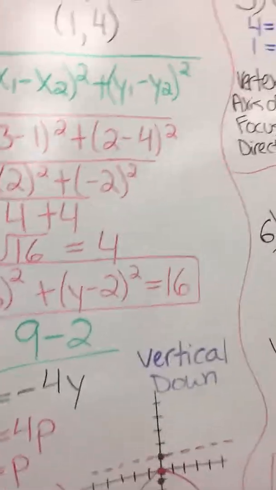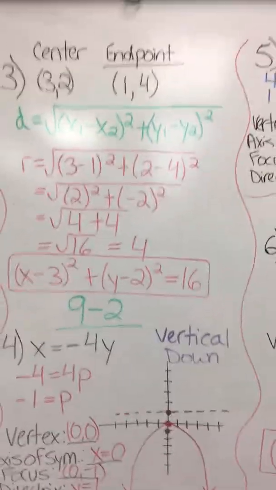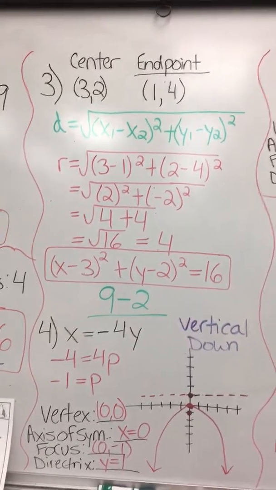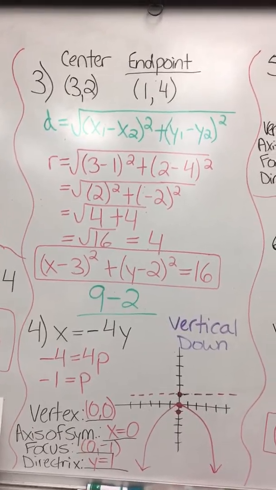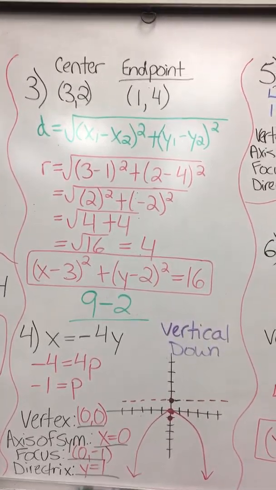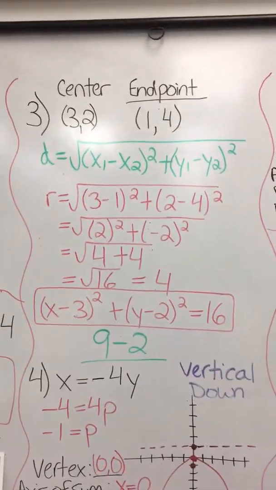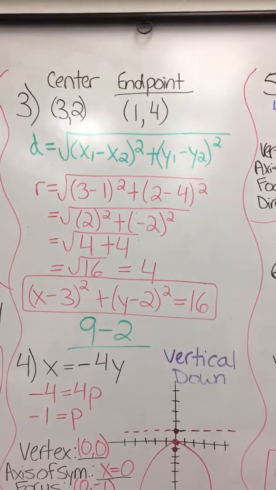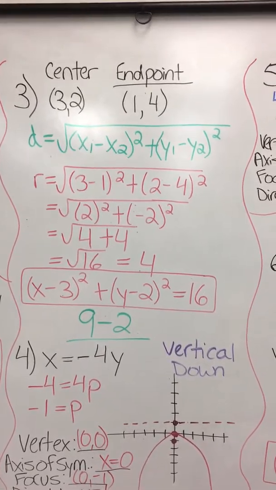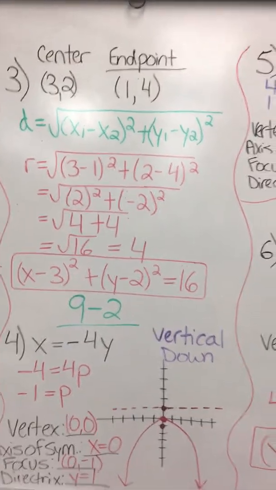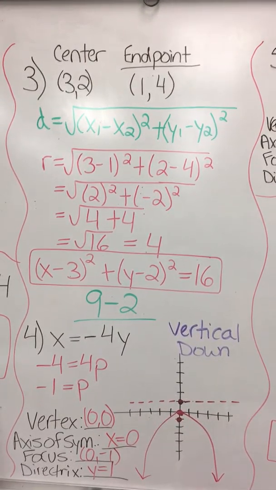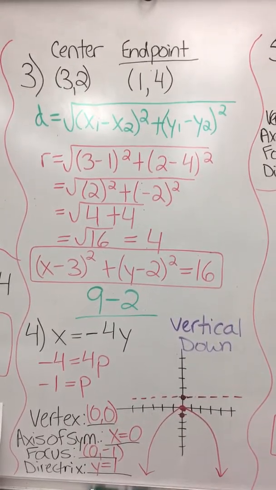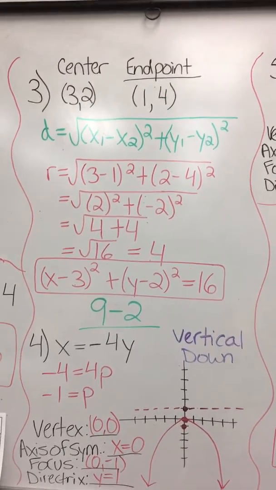Now for this one, I'm just going to make you do the distance formula. No midpoint formula in this one, just distance. For number 3, we're given a center coordinate at (3, 2) and an endpoint at (1, 4). I wrote in green the distance formula: d equals the square root of (x1 - x2)^2 + (y1 - y2)^2. So we take that 3, subtract it from 1, and square that number. Then take 2, subtract it from 4, and square that number as well.